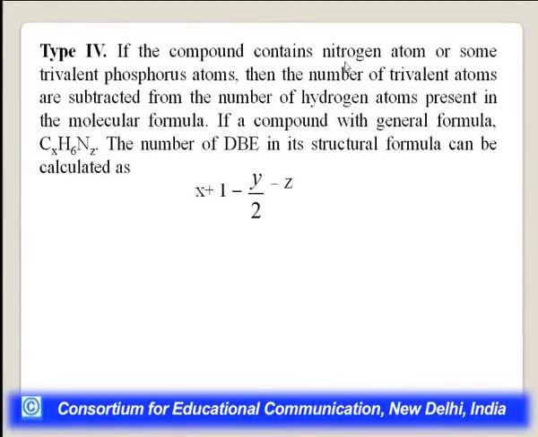If the compound contains a nitrogen atom or some trivalent phosphorus atom, then the number of trivalent atoms is added to the number of hydrogen atoms present in the molecular formula. If a compound has the general formula CxHyNz, here y, not 6, the number of double bond equivalents can be calculated in this way: x plus 1 minus (y plus z) by 2, where the number of trivalent nitrogen is accounted for along with y.